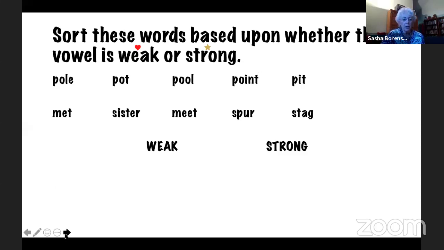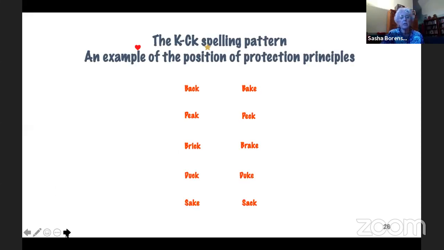So let's go to the next slide. I'm going to teach you this the way I would teach it to students. I would say, at the end of a one-syllable word, because all of these are one-syllable words, there are two ways to spell the sound of k: K or CK. And there has to be a reason for this. We know our English language is logical. So we're going to explore this and ask, when do we use K and when do we use CK?